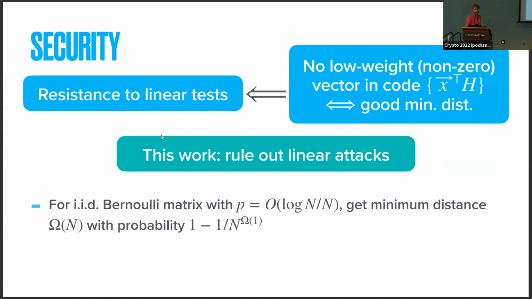We rule out linear attacks by, just to give a sample of the parameters, once the density is roughly log n over n, we'll get linear minimum distance with inverse polynomial failure probability. If you're really unhappy with the inverse polynomial failure probability, you could take log squared n over n. But to be perfectly frank, we're mostly interested in getting very good concrete performance. So the precise asymptotic parameters you can play with as you like.